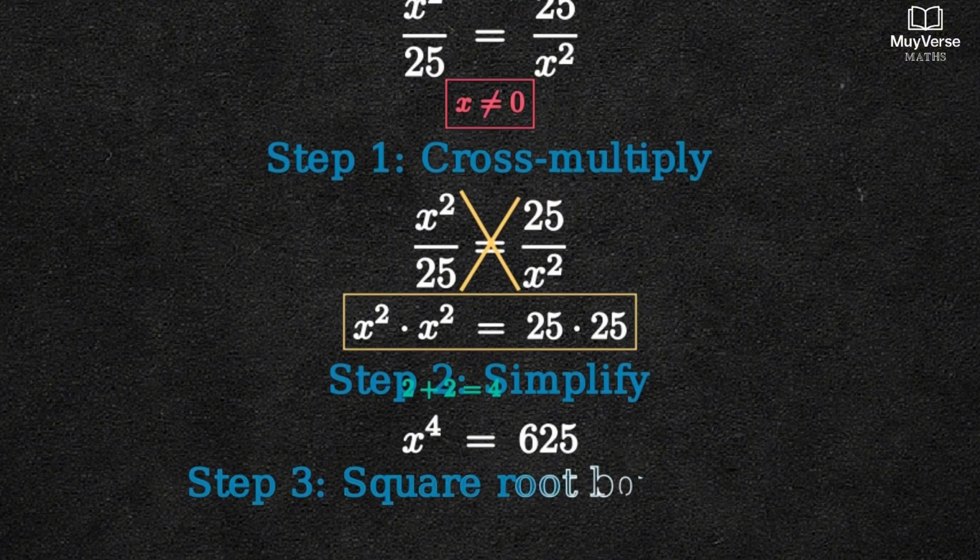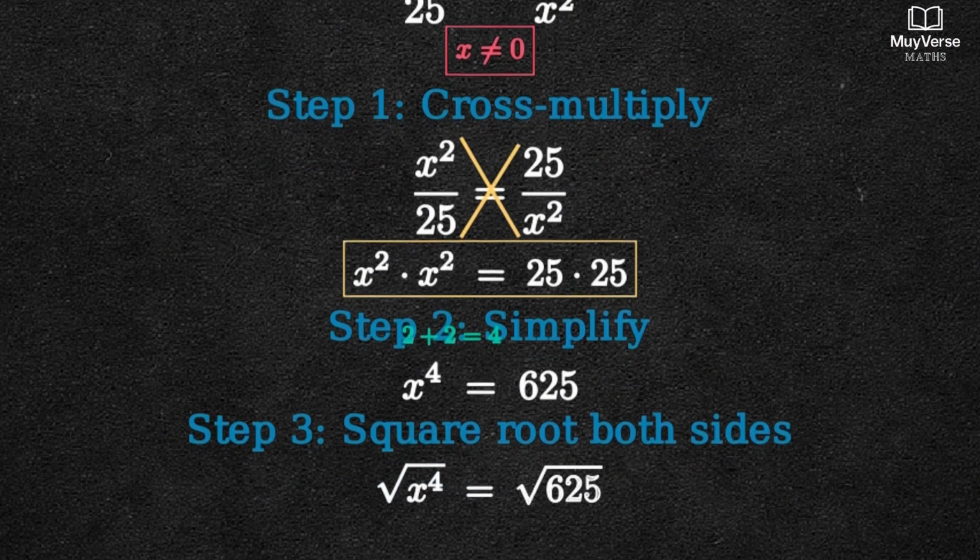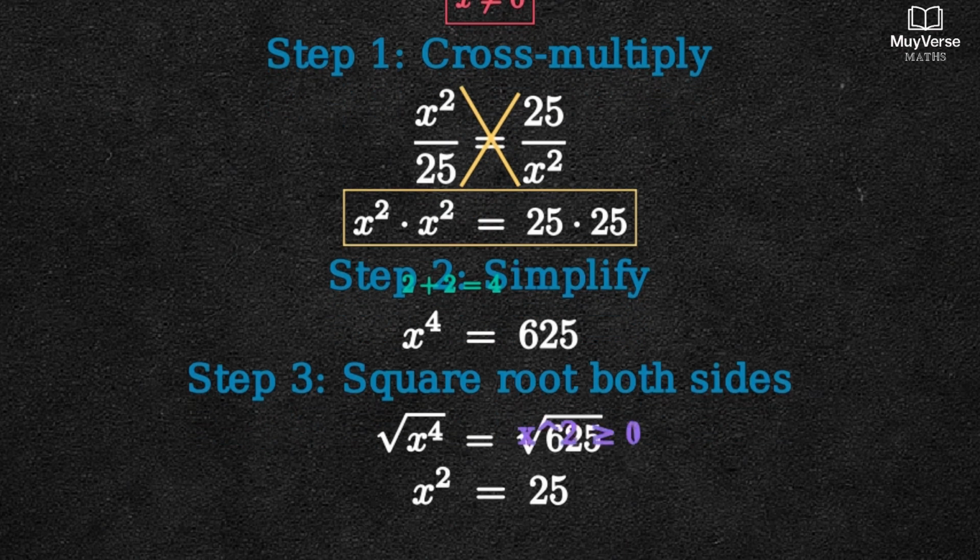Step 3. Take square roots of both sides to reduce the exponent. The square root of x to the fourth equals the square root of 625. This gives x squared equals 25. We keep the principal square root on the number side because x squared is always non-negative.